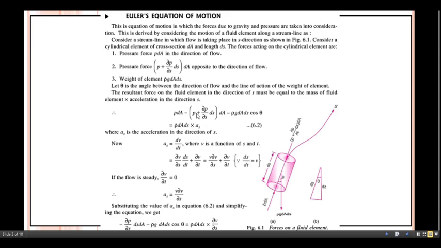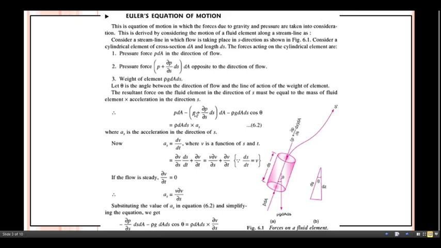get it in this way. So this term will remain as it is. Here we have to replace this a_s by this term. If you look towards the right side, rho dA ds multiplied by this a_s is nothing but this term v into ∂v/∂s, in this way. What about this side? This side we can write in this way. This term is written as rho g dA ds cos of theta, this term as it is.